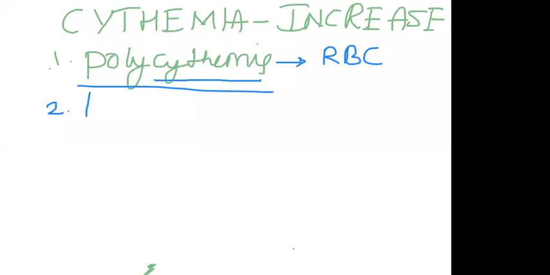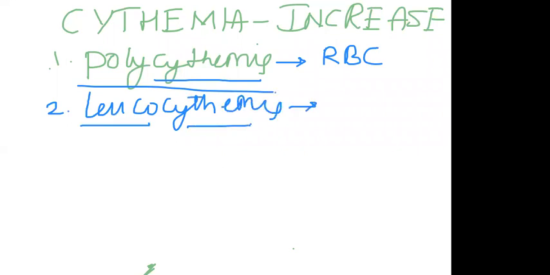Okay, leukocythemia. Leuco, the word we already learned, means WBC. Cythemia means increase. Leukocythemia: increase in the production of WBC. Okay. Thrombocythemia.